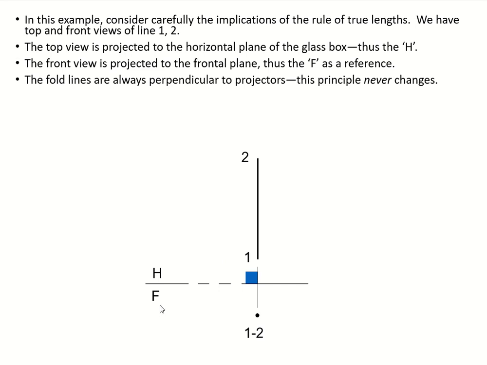Alright, so the front view is projected to the front plane. And we call it F, yeah, reference. So the lines right here in between them are always perpendicular to the projectors. So that principle doesn't change, okay?